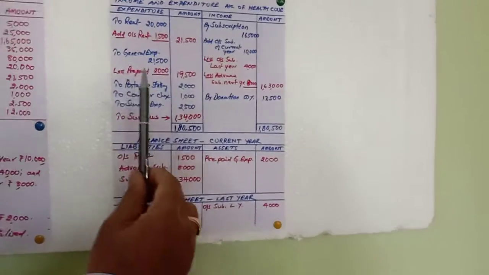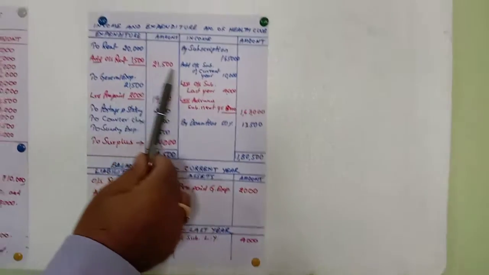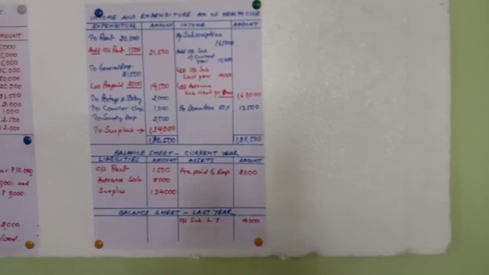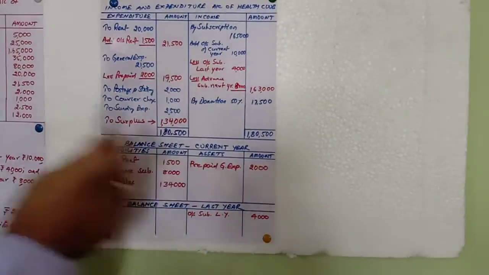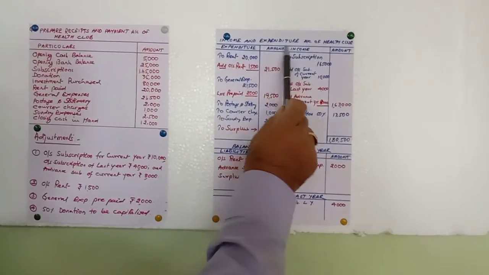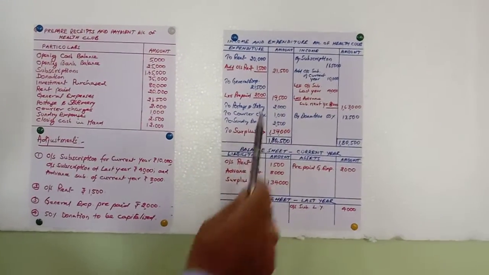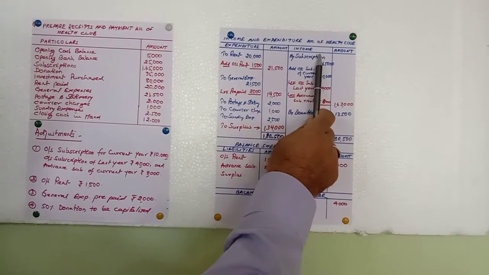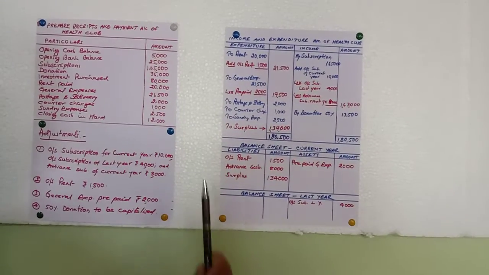I marked all the red ink with adjustments and blue ink with the posting. So we have to relate the question as well as answer. Now I made a ledger and given the name income and expenditure account of health club. Debit side all expenses, credit side all income.